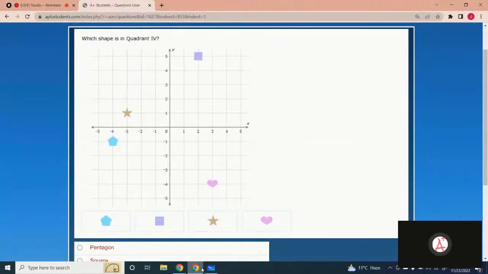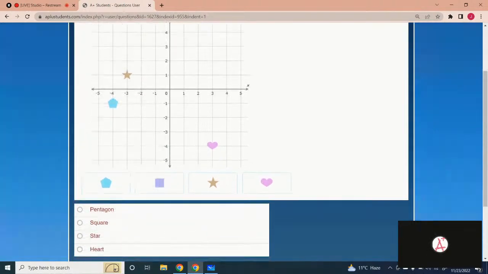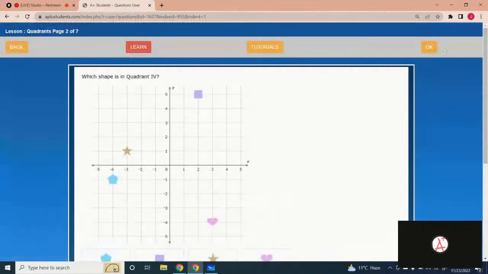So which shape is in fourth quadrant? This is first quadrant, this is second quadrant, this is third quadrant, and this is the fourth quadrant. So which shape is in fourth quadrant? The heart shape is in fourth quadrant. Got it? So select the correct option. It would be the heart. Heart is in fourth quadrant and click on the OK button.